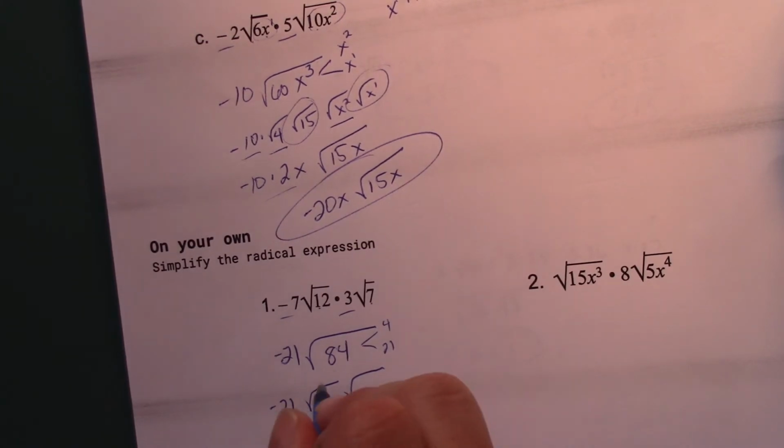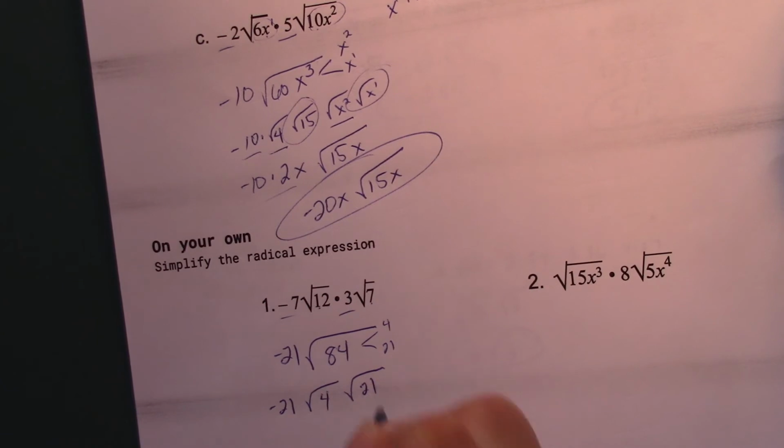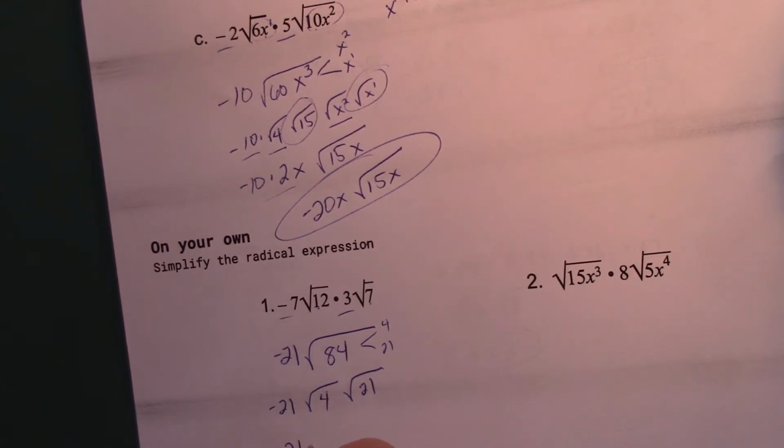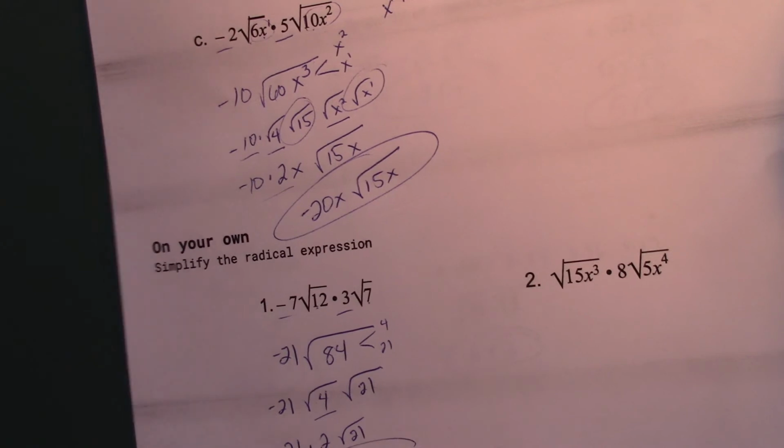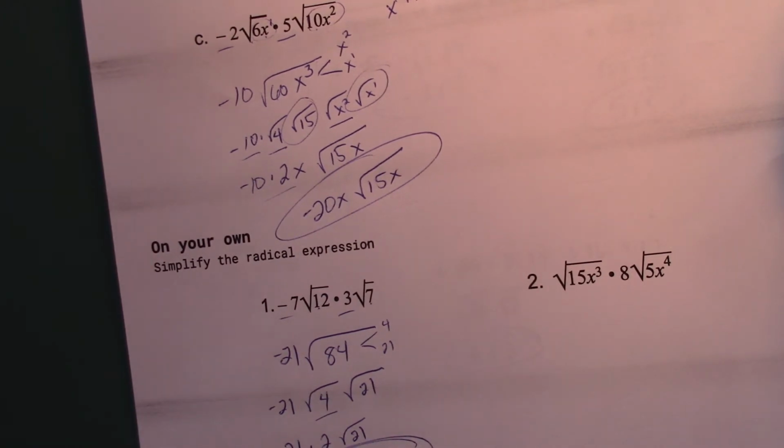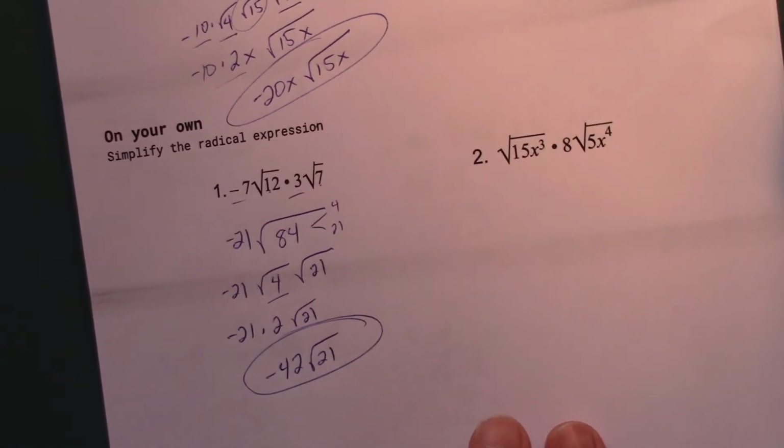Okay, so we're not going to get anything else to fit, so that is what we're going to break it down into, which is negative 21 times 2, because that's the square root of 4, times 21, and I get negative 42 square roots of 21. Okay, that is the answer. Okay, sorry, let me show you that here.